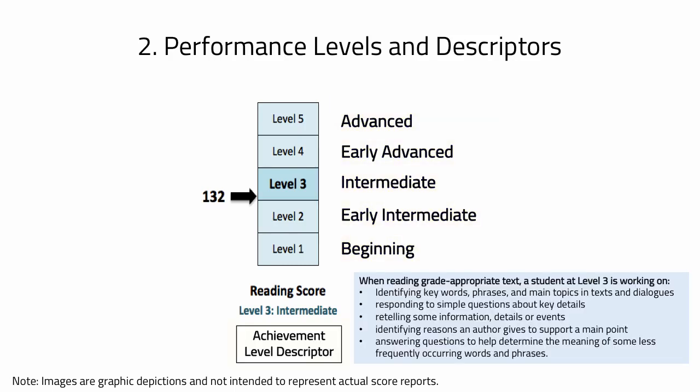Each level will also correspond to a descriptor called an Achievement Level Descriptor, or ALD, which is a concise statement describing what a student who scores at a certain level in a domain knows and can do in that domain. These descriptors are specific to the domain and to the performance level. They help illuminate what the domain is assessing for each grade or grade band and how each performance level, 1 through 5, is distinguished from one another.